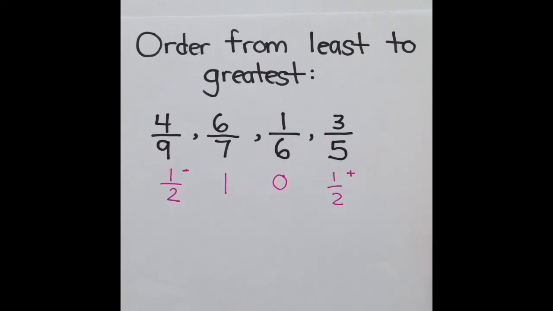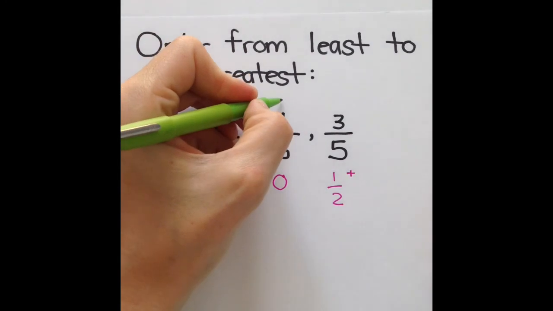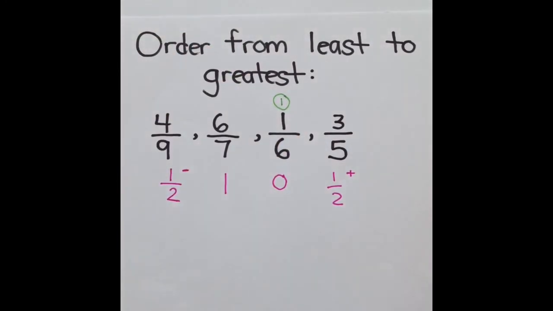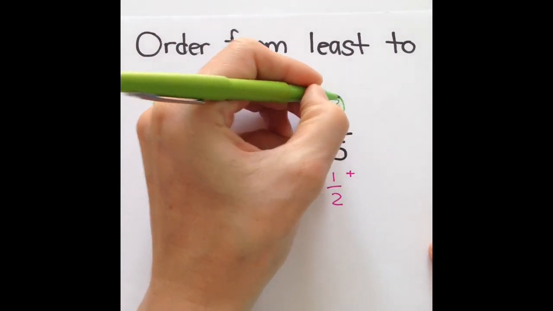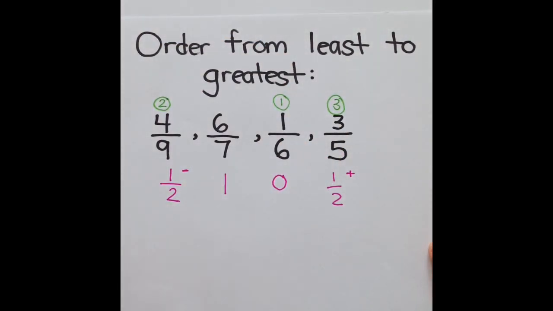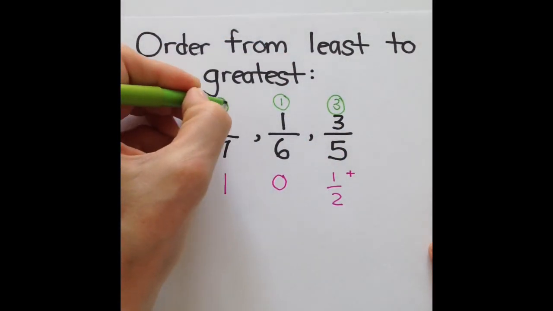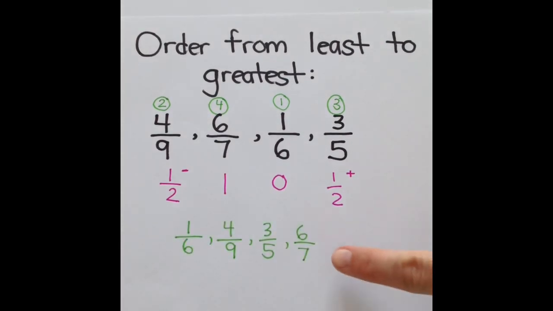So 1/6 is close to 0, so that's the smallest. I have 2 fractions that are close to 1/2, but 4/9 is slightly less than 1/2, and 3/5 is slightly more than 1/2. So 4/9 would be a little bit smaller than 3/5. And then I have 1 fraction that's close to a whole, so that would be the largest. So here I've written the fractions in order from least to greatest.